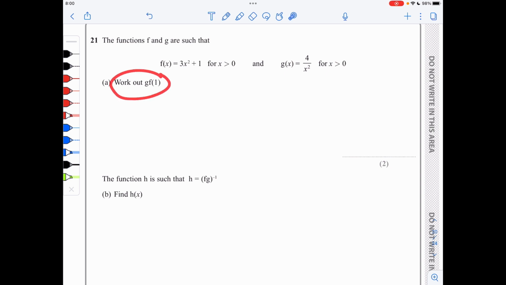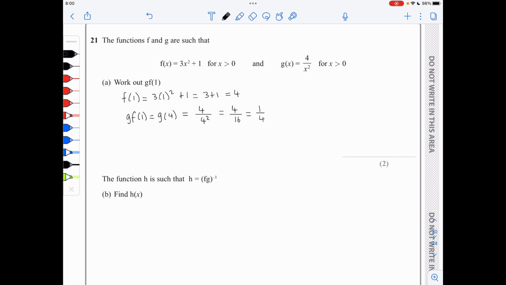In 21, it's a question on functions f and g. We need to work out g of f of 1, and I will actually start by finding f of 1, which is 3 times 1 squared plus 1, which is 3 plus 1. So that's 4. And then g of f of 1 is g of 4, which is 4 over 4 squared, which is 4 over 16, which simplifies to a quarter.